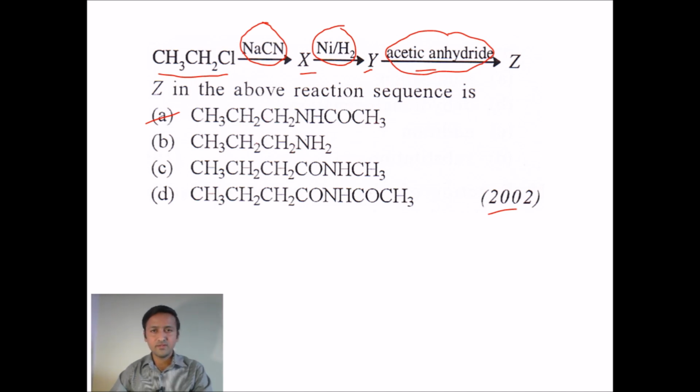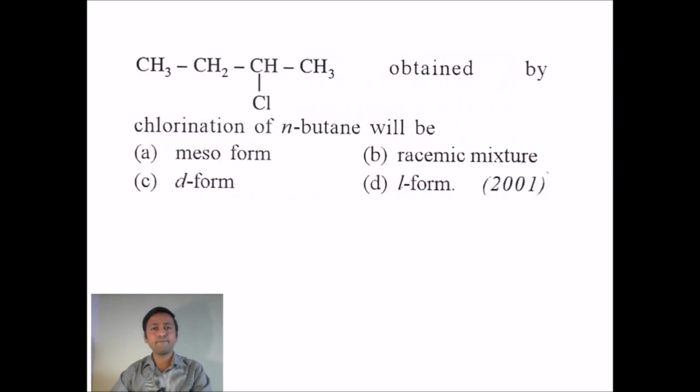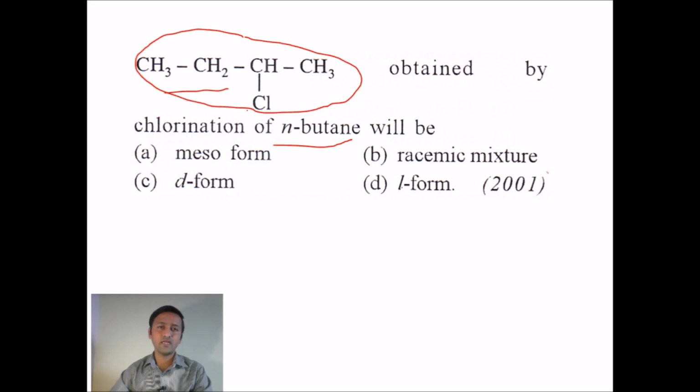Okay, the next one now. Here they have given a molecule: 2-chlorobutane obtained by chlorination of n-butane will be. So they are asking again about the stereochemical aspect regarding this molecule and how it forms by chlorination of n-butane. We already know that the chlorination reaction is a free radical mechanism which has mainly three steps, right? Initiation, then propagation and termination.